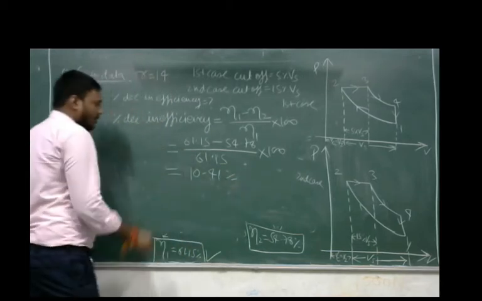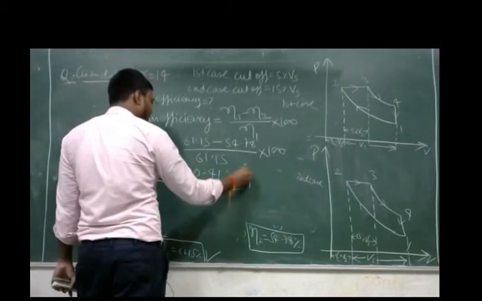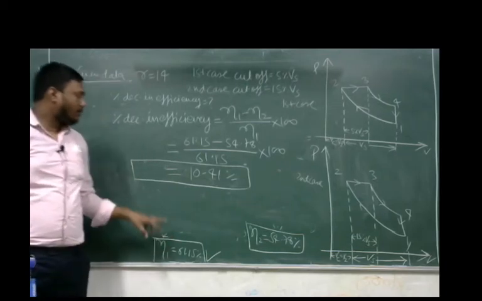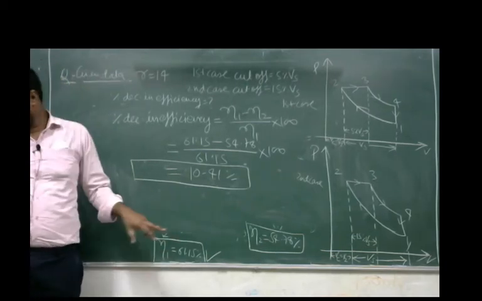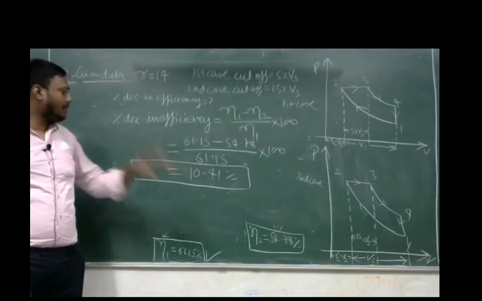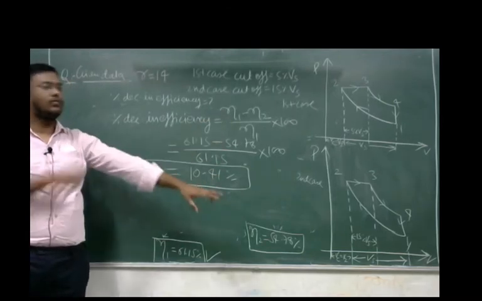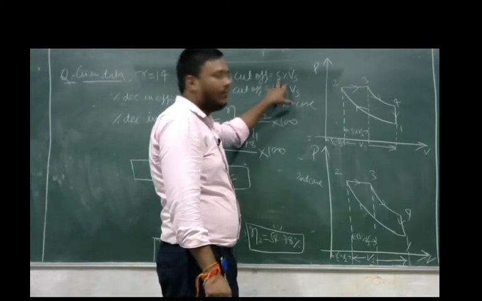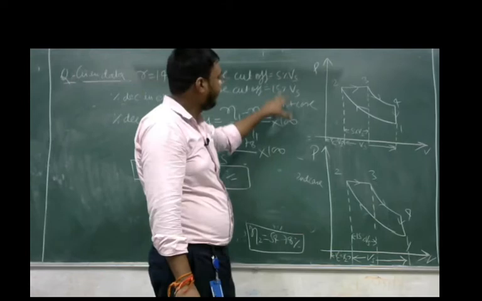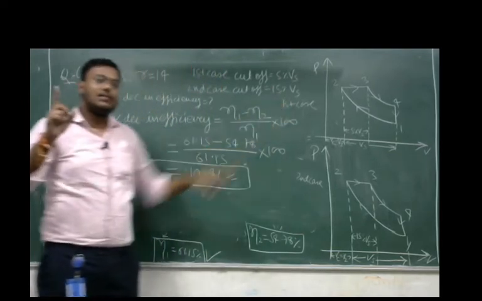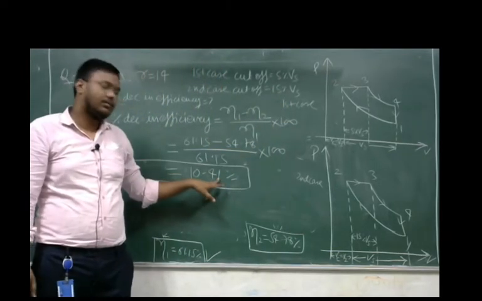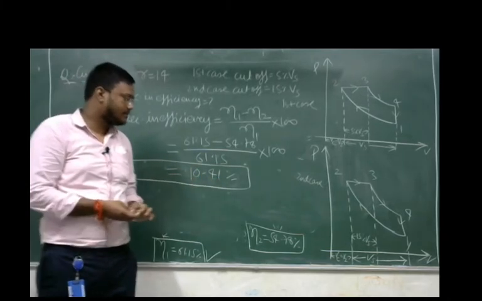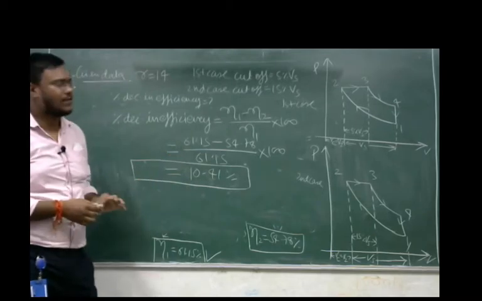So we have got the value. Here we can say that the percentage efficiency decreases by 10.41% from case 1 to case 2. When the cutoff ratio is 5%, and when the cutoff ratio changes from 5% to 15%, then efficiency decreases by 10.41%. So it is a very good question actually.